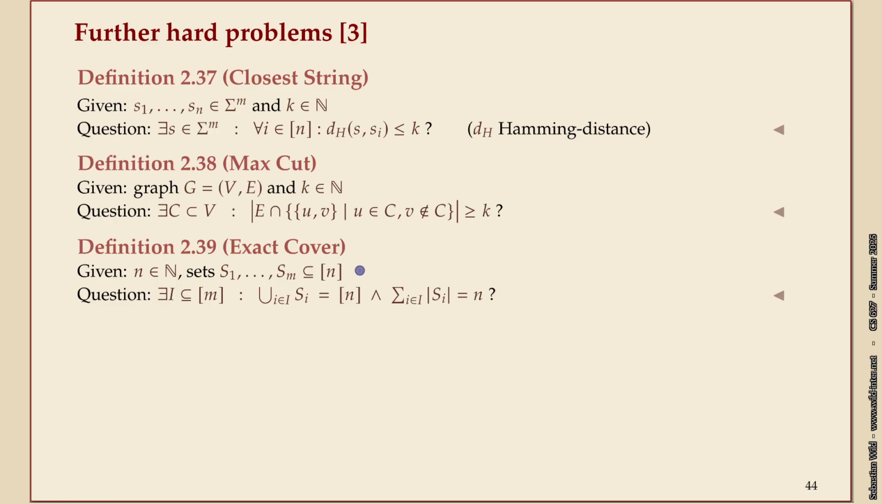And the last one is exact cover. It's similar to set cover. You have subsets of some universe, and you want to cover all of the elements in the universe, but this time you're supposed to cover each element only once. So the sets have to be disjoint as well.